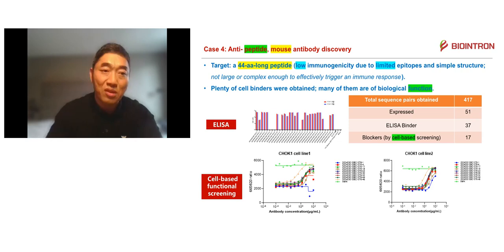But with our AbDrop solution, you can see we get plenty of cell binders, and many of them have biological function. As shown in this table, 417 paired sequences were obtained, and we chose 51 to express, and 37 of them, this may be a mistake, it's not ELISA, yes, it is, it's right. 37 of them are positive in the ELISA test, and among the 37, 17 of them are blockers by cell-based screening.